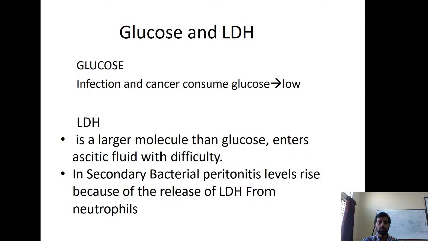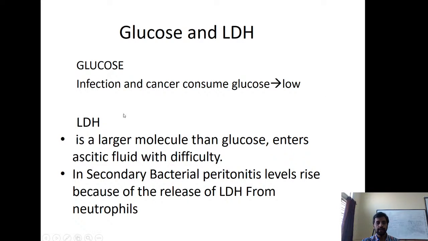We'll go here. Glucose and LDH. Glucose is consumed by your neutrophils. The neutrophil's source of energy is glucose. Whenever there are increased neutrophils within your abdominal cavity, not lymphocytes, only neutrophils, your glucose content will be low. So when do the neutrophils come into the abdominal cavity? When there is infection or severe inflammation. These neutrophils consume glucose, so it will be low. So usually low glucose points towards an infection.